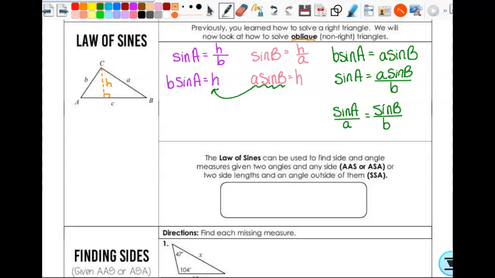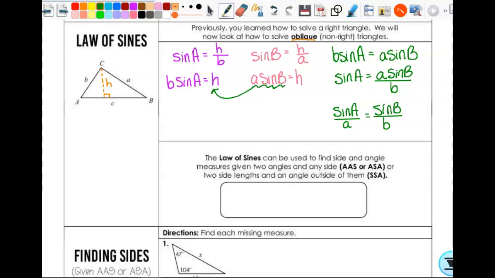The law of sines is just a ratio. The sine of A over a equals the sine of B over b. And then if we were to turn the triangle and draw the height from B, and then do it for A and C, you'll end up that they're all equal to each other. So we're going to put C in there with it.